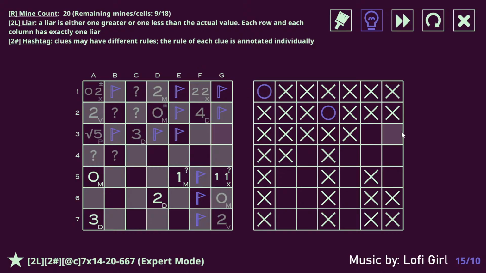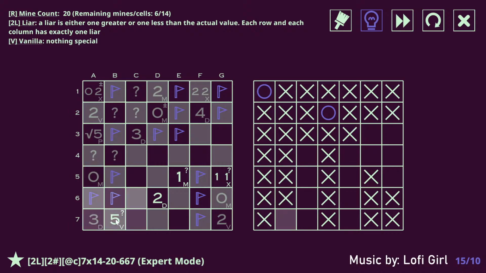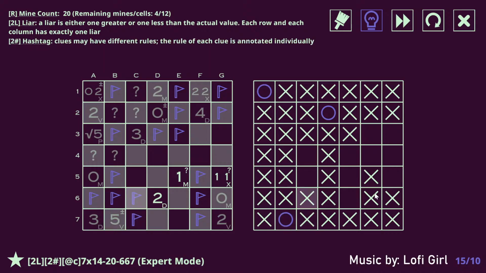So one of these are mines. 0 mod 3 must just be a 3. This 3 deviation is done. 5v is definitely lying, and so these are both mines. That's a liar. So this 2p is a liar.